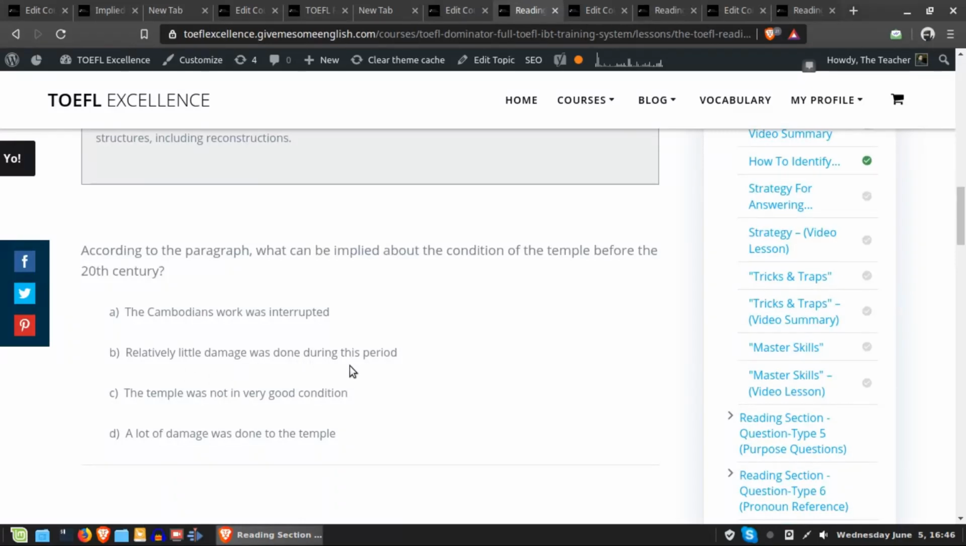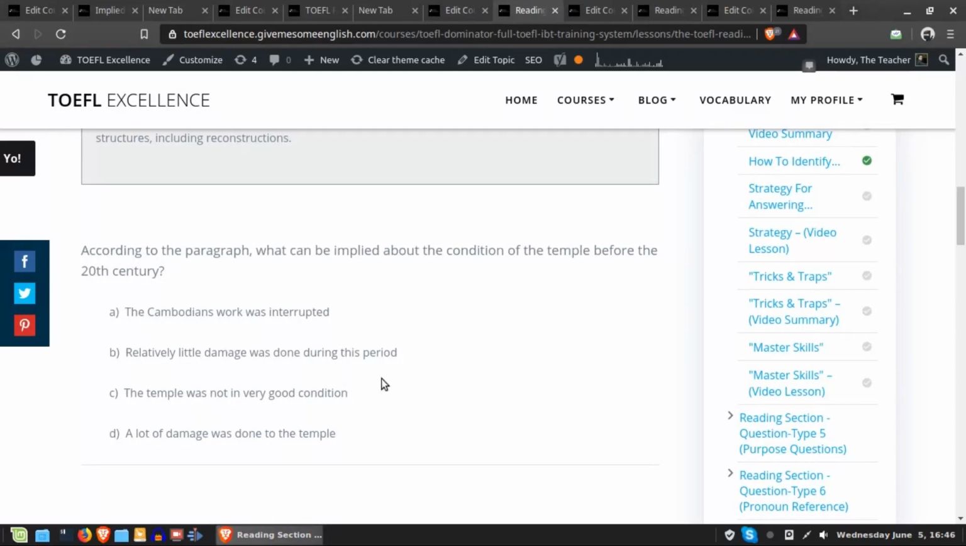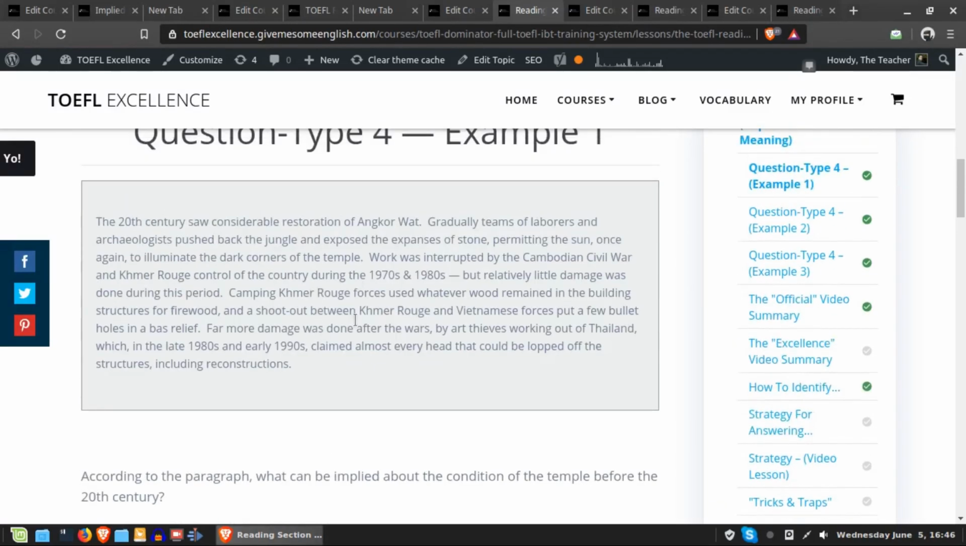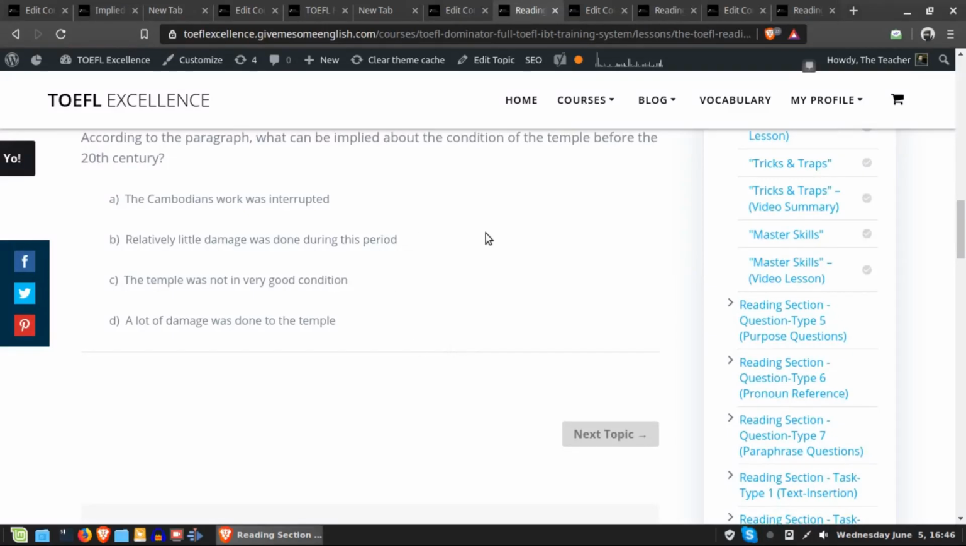Relatively little damage was done during this period. Okay, so here, without really looking any further, we have damage and damage, but here it's saying far more damage. This is relatively little damage, so this is false information, so this is not the answer here.